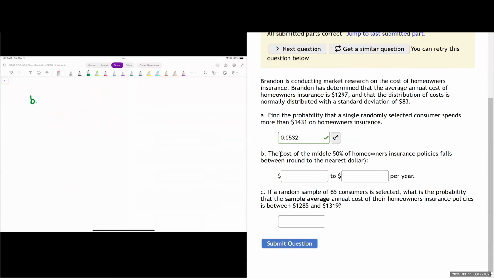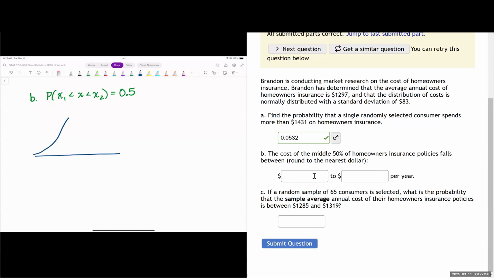In part B, we're asked to find the boundaries of the middle 50% of homeowner insurance policies cost. So the question says the cost of the middle 50% falls between what values? So translating what we're asked here into a probability, we are looking for X1 and X2 values that are centered about the mean. And we know that because it says the middle 50%.